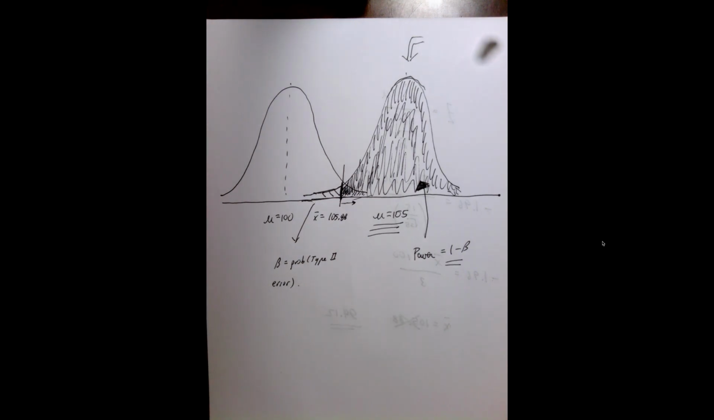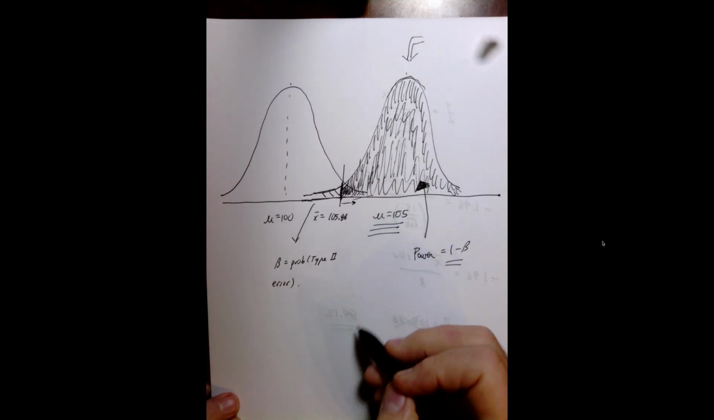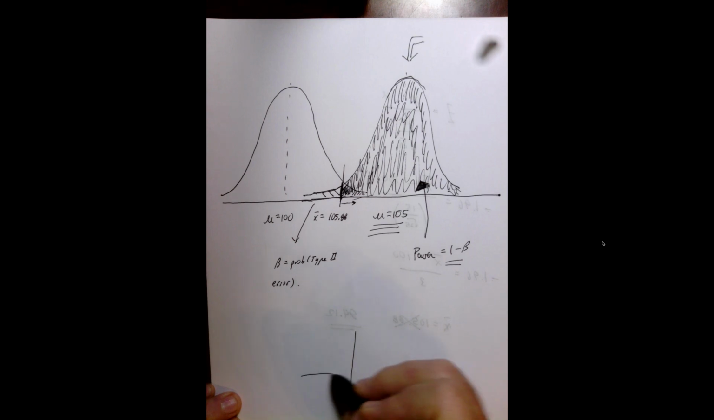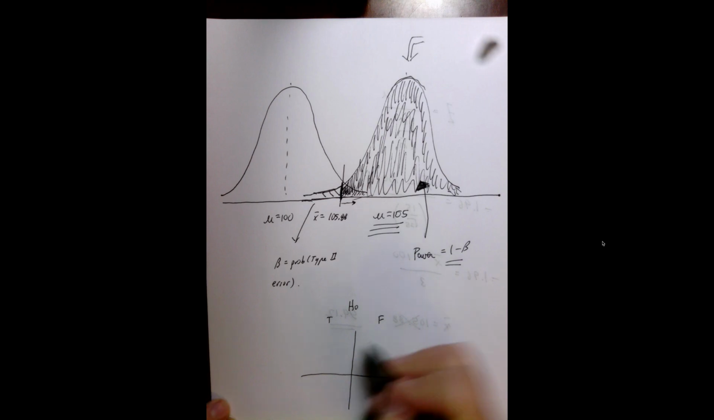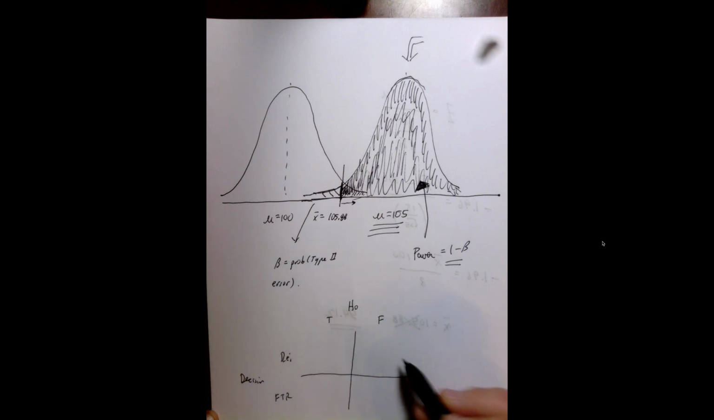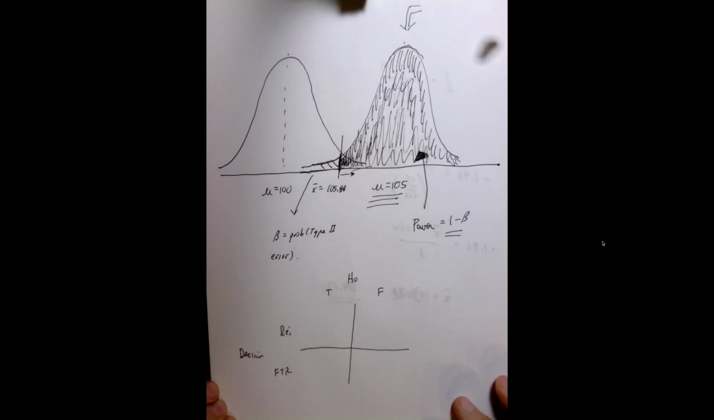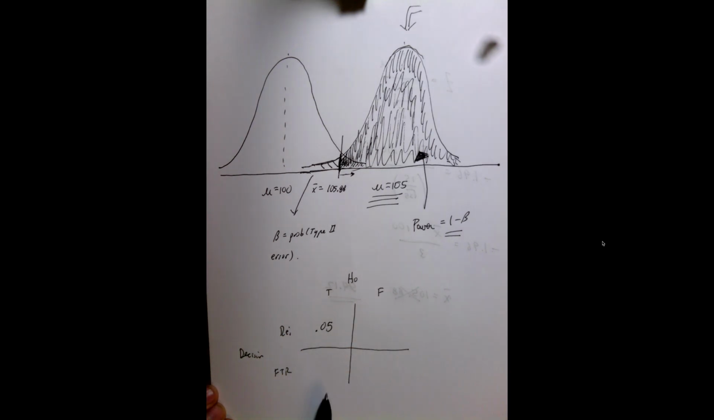Now, in the next video, what I'm going to do is actually fill these values in with numbers. All right, so this is alpha, right? We already know what it is. But what would beta, 1 minus beta, and so on, what would those probabilities be? So we'll do that in the next video.